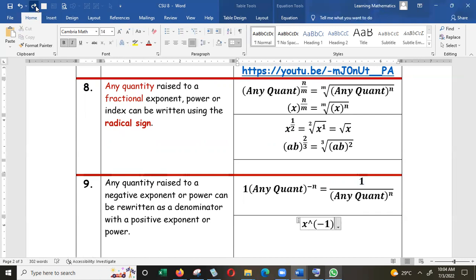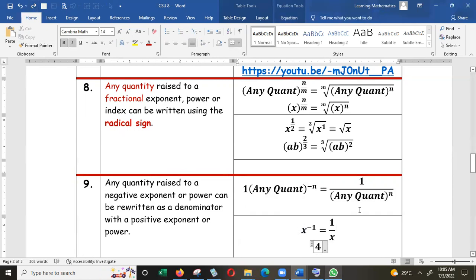So take, for example, x raised to the negative 1. You don't see a 1 in front here, but there's an invisible 1. If you do not see any number, there's an invisible 1. So that's why you have 1 over x. Here the invisible 1 is appearing to show that this 1 will come here, and the x, now raised to the positive 1, can be just written as 1 over x.